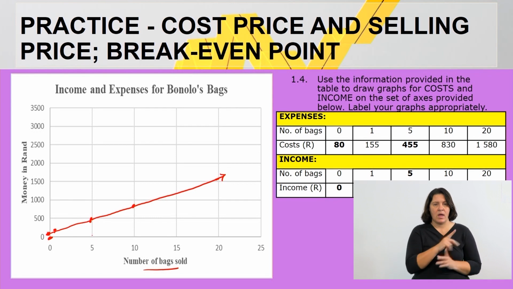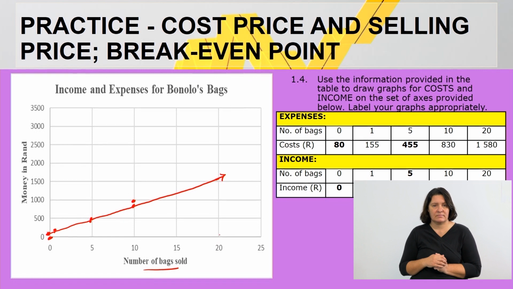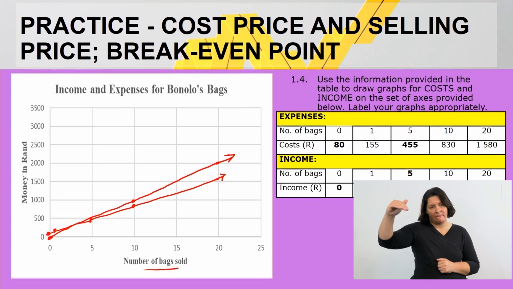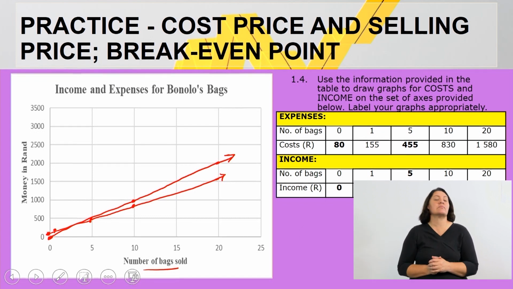Can you see? It's where they meet, where they intersect. 10 bags will be 1,000. So 10 bags, there's 1,000. And then lastly, 20 bags will be 2,000 rand. So yes, 20 bags, I'll go all the way up. There is 2,000. Right, so therefore I'm going to combine all the dots. I hope that is clear to you. So I drew the graph there.